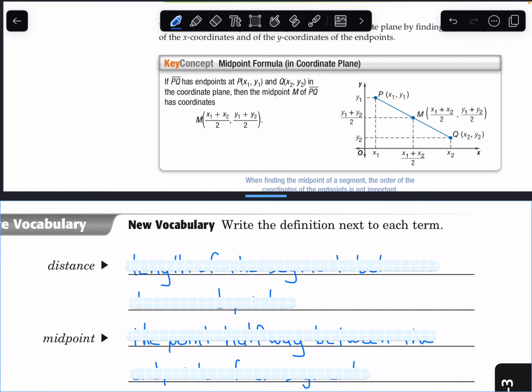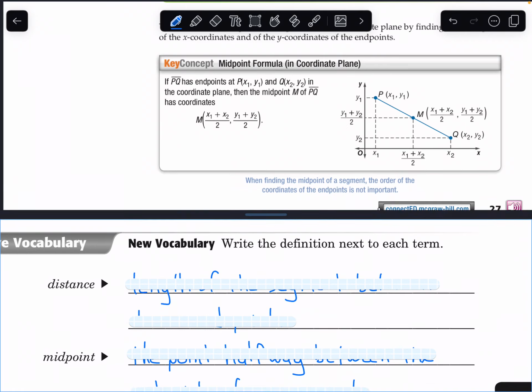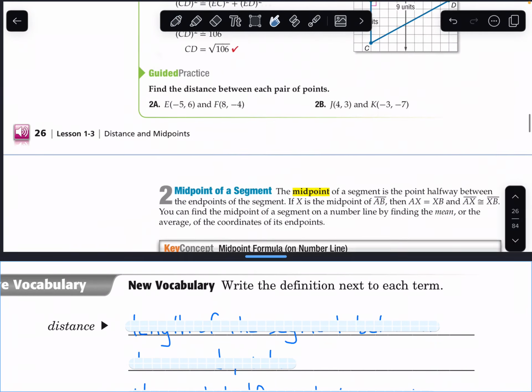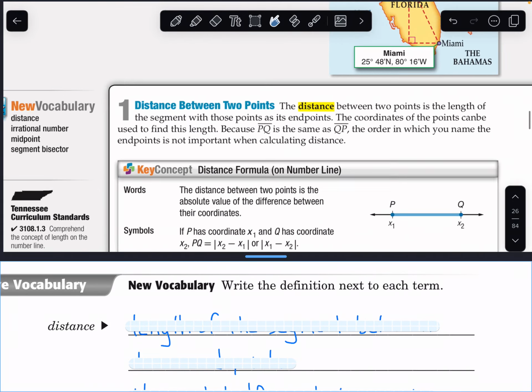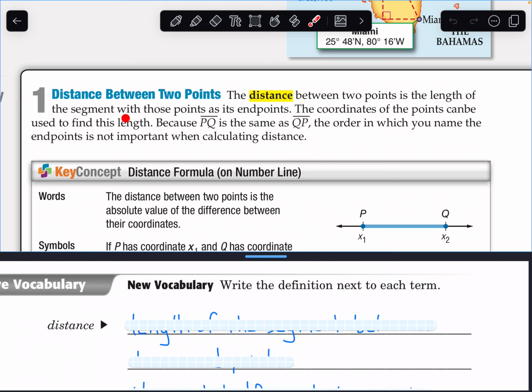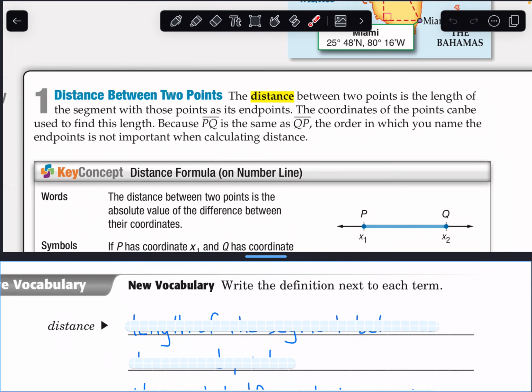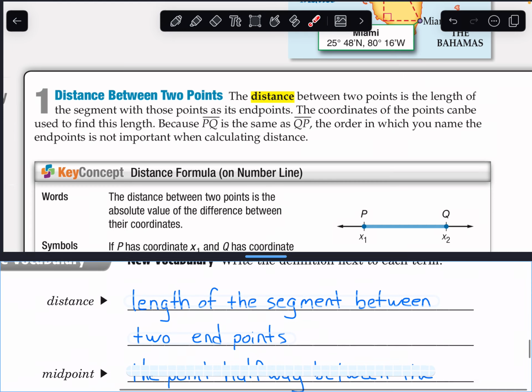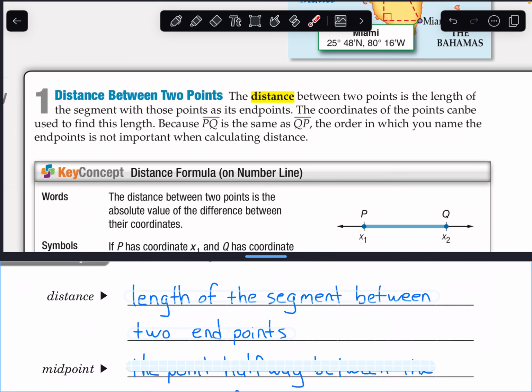Okay, which takes us to the vocabulary section. So let's start reading and looking for new vocabulary terms. Distance between 2 points. The distance between 2 points is the length of the segment with those points as its endpoints. The coordinates of the points can be used to find this length. Because segment PQ is the same as segment QP, the order in which you name the endpoints is not important when calculating distance. So my definition I have written here: length of the segment between two endpoints.